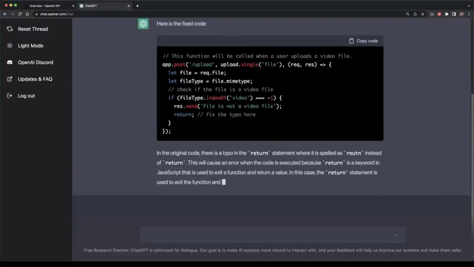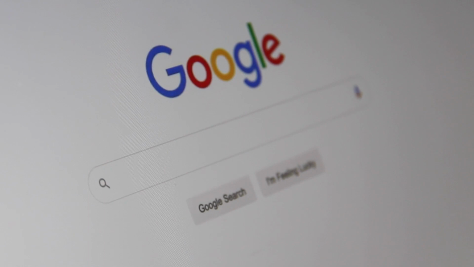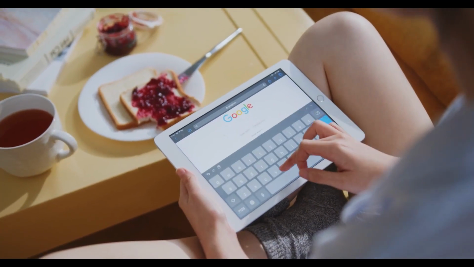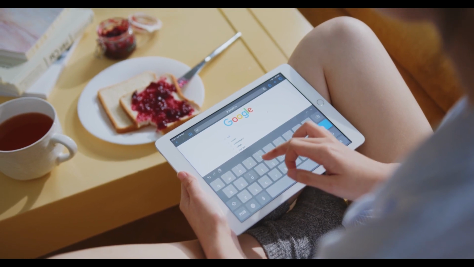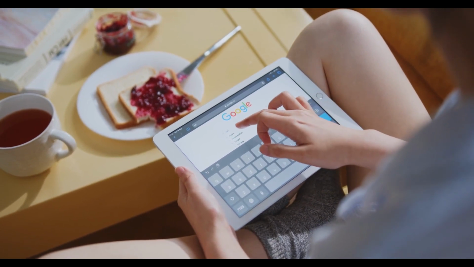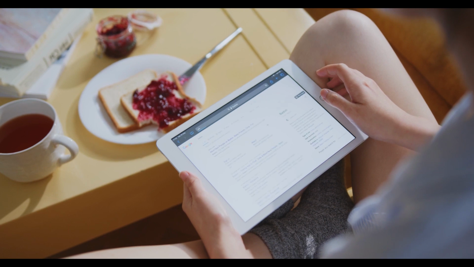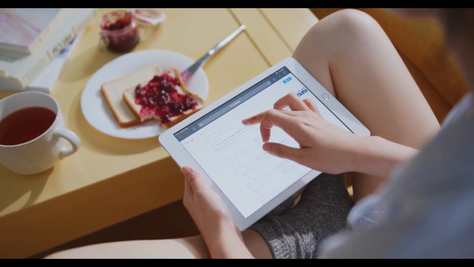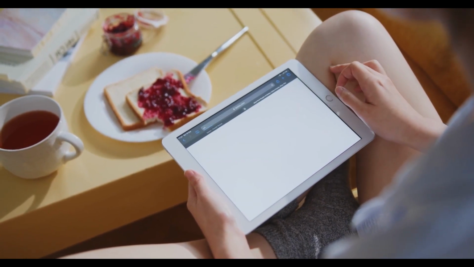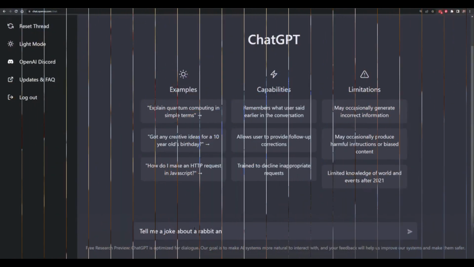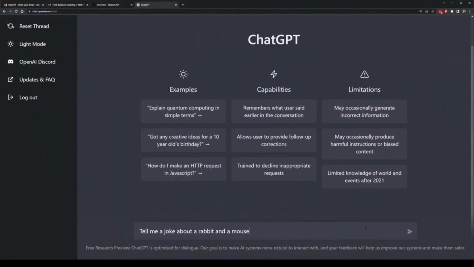Google Search uses a vast network of servers and algorithms to crawl the web, indexing billions of web pages and making them searchable. ChatGPT and other language models, on the other hand, can only generate text based on the data that they have been trained on. This means that they are limited to generating responses based on the information that they have learned from this data, rather than being able to access and search the entire internet.